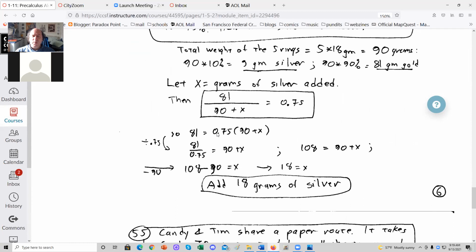So 81 equals 0.75 times 90 plus X. Divide by 0.75: 81 over 0.75 equals 90 plus X. This comes out to be 108. 108 equals 90 plus X. Subtract 90 from both sides. 108 minus 90 equals X. X equals 18. So add 18 grams of silver.